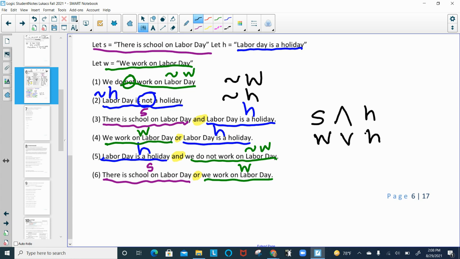Now I have Labor Day as a holiday. That's an H. I have the word and. Sorry about that. And we do not work on Labor Day. So not W. And that little squiggly always comes in front of the letter. The last one says there is school on Labor Day. So that's S. Or we work on Labor Day. So those are the symbols. The things that I wrote in black are your answers.